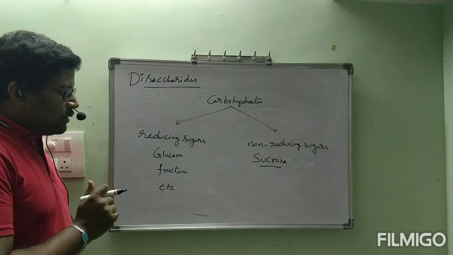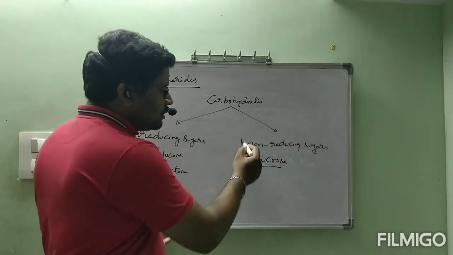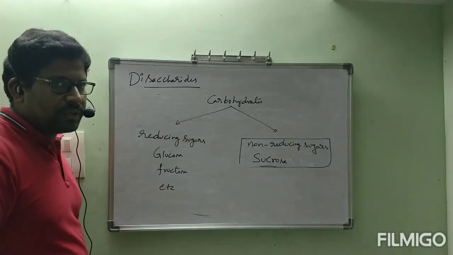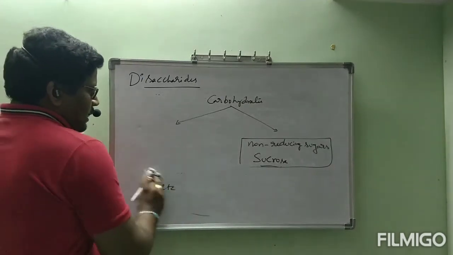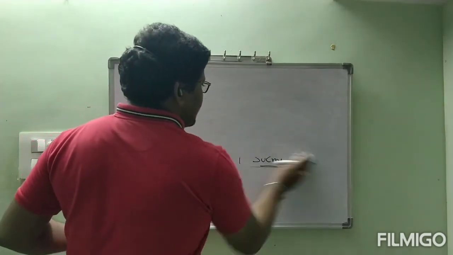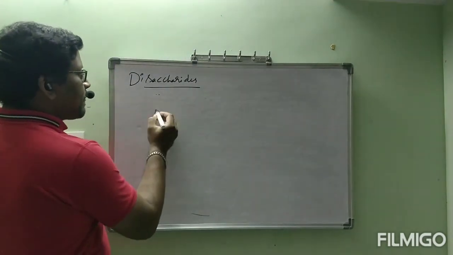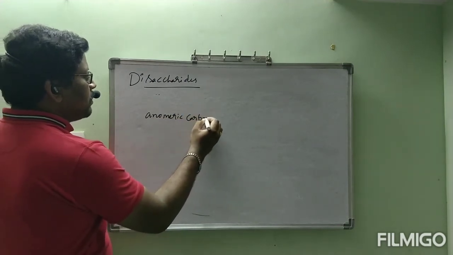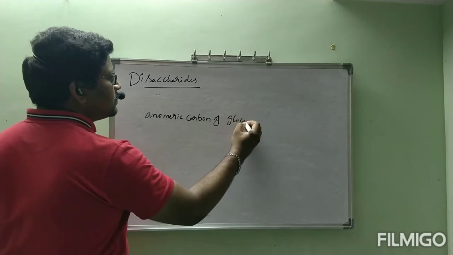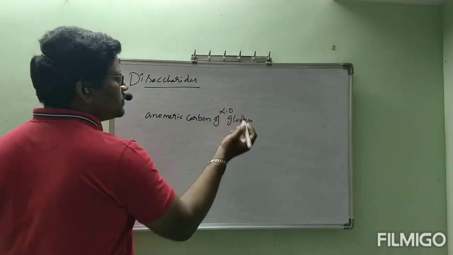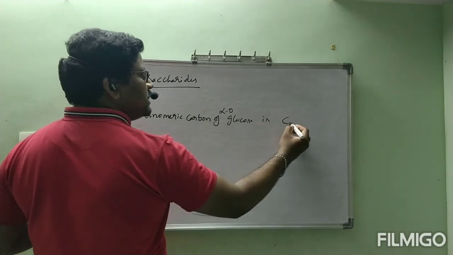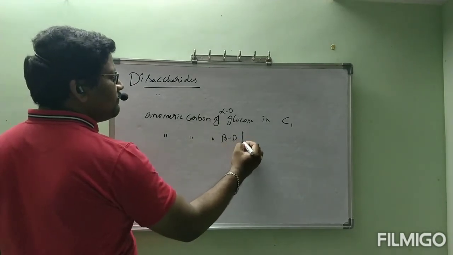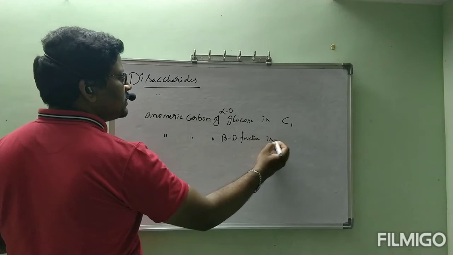Now, regarding this point, I would like to say about sucrose. Let us see why it is called a non-reducing sugar. The anomeric carbon of alpha D glucose is C1. The anomeric carbon of beta D fructose is C2.